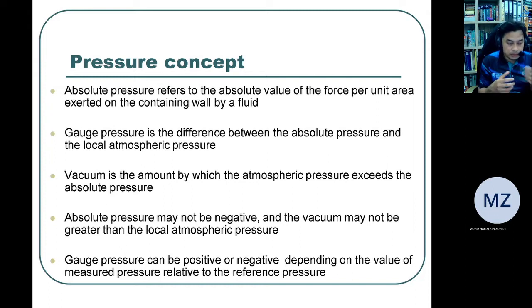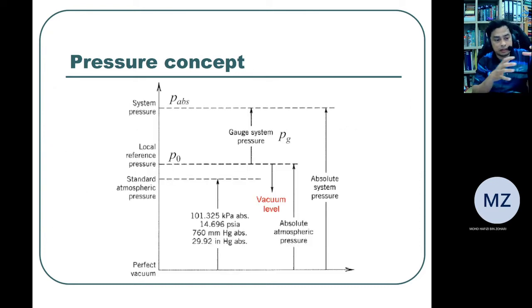Basically, the gauge pressure can be positive or negative depending on the reference pressure that we use. For us, we usually use atmospheric pressure as the reference. All right, to summarize what I have mentioned just now, in terms of the figure, absolute pressure is the whole system pressure. The gauge pressure is just the difference between the absolute and the atmospheric pressure, and the vacuum level is where the gauge pressure is negative, or atmospheric pressure is larger than the absolute pressure of the system.